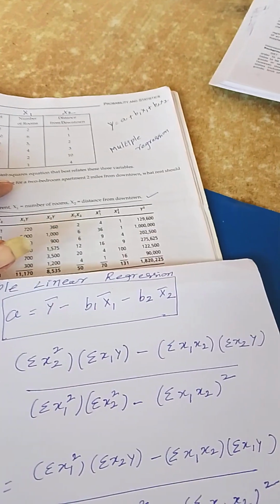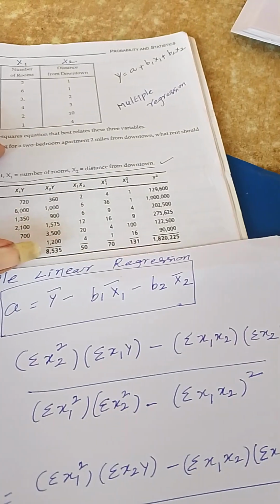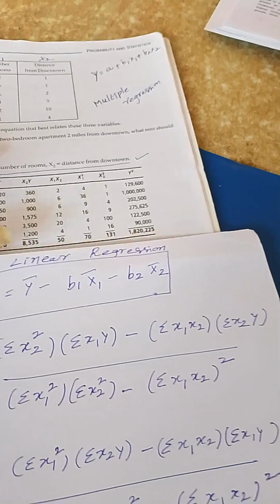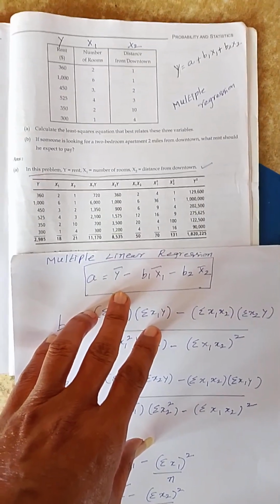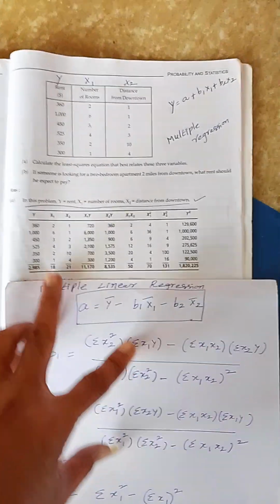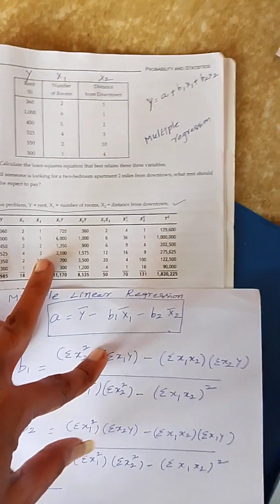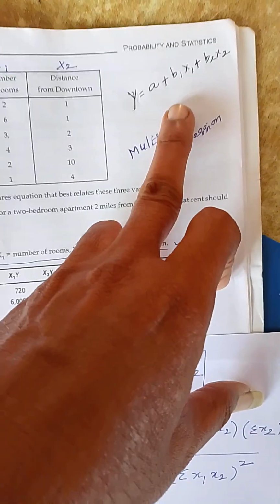They have given rent, which we assume is y, and x1 is the number of rooms available, and x2 is the distance from downtown, in a city in the US. What we have to do is calculate the multiple regression. My dear students, after you copy the question, these are the columns which are required. They have given x1, x2, and the equation for multiple regression.